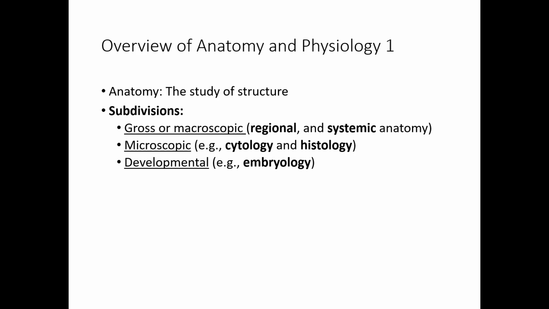What is microscopic anatomy? That is the study of anatomy using a microscope. What can we see in the microscopic slide? Well, we can see cells, cell structure, how those cells are born, how they divide, how they die. That is cytology, the study of cells. We also can see different tissue, muscle tissue, epithelial tissue, and that would be histology.